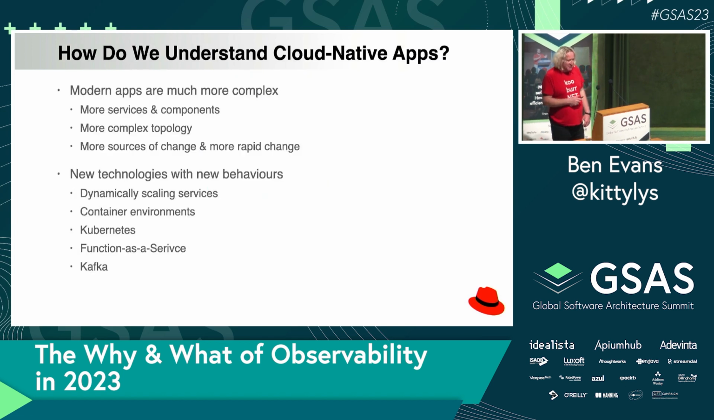Okay, so back to the present day. How do we understand cloud native? What makes cloud native different? Fundamentally, it's the more sources of change and more rapid change. Yes, our architectures are bigger. They are more complex, and they have more services and more components. That is certainly true. But for me, it is the rate of change, the rapidity with which we turn over new releases and modify our systems that really does it.